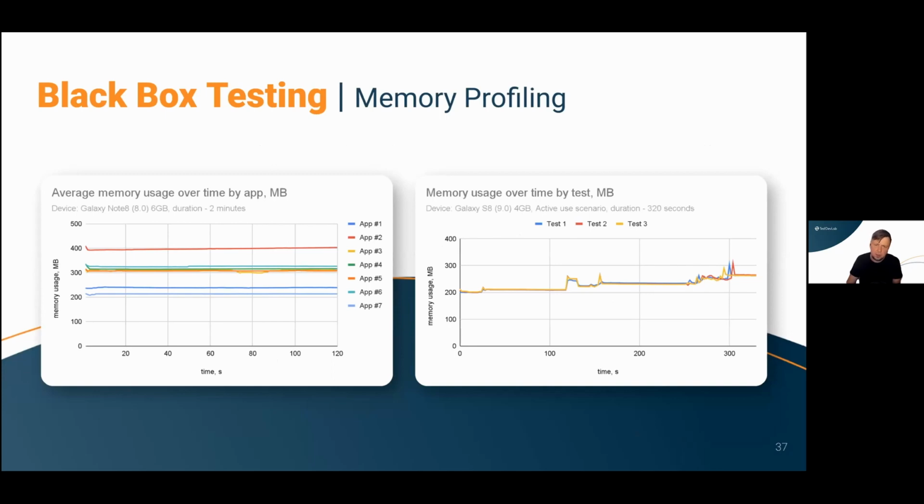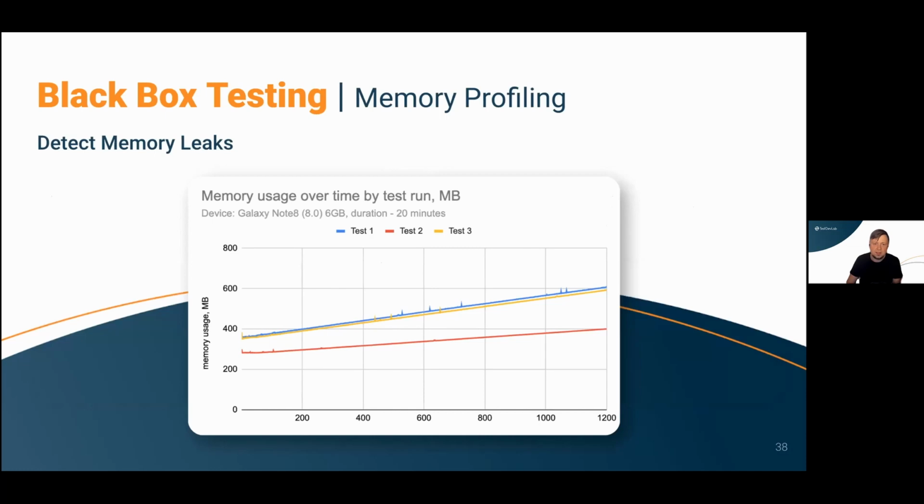And the example on the right is a comparison of different automated test runs for the release version of a single application. This allows you to verify if the memory consumption is stable across the same use case throughout different test runs. And here's another example of detecting leaking memory in an application in different use cases.